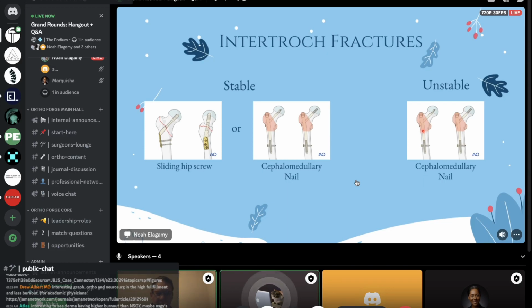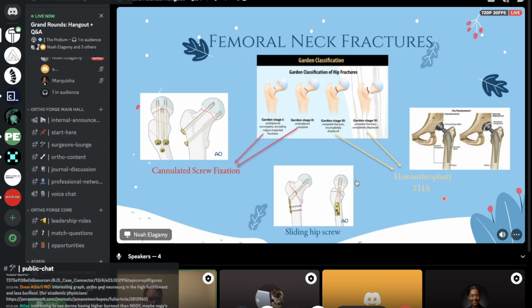Go back to the last slide really quick, for the femoral necks. The thing to take away is, for displaced femoral necks, you can consider fixing them with screws. And for non-displaced. Yes, sorry. Did I say the opposite? You said for displaced. Gosh darn it.